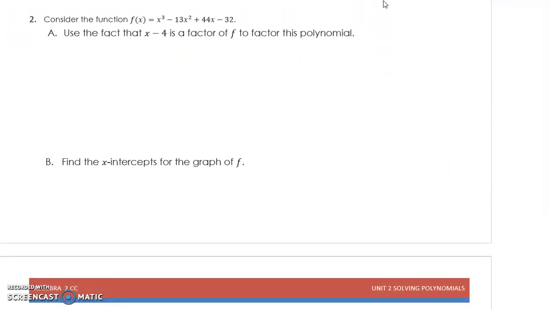So if we move on to the next example, this is where it gets different because we're now given a polynomial with 4 terms. And if we are told that x minus 4 is a factor, then that means that it divides evenly into the polynomial. So you can either use reverse box method or long division. I'm going to just use long division.